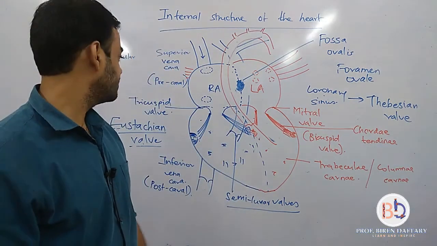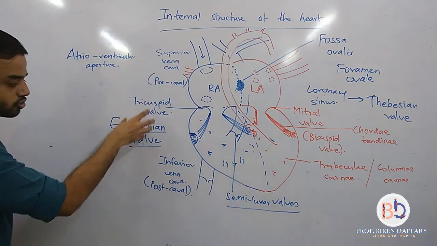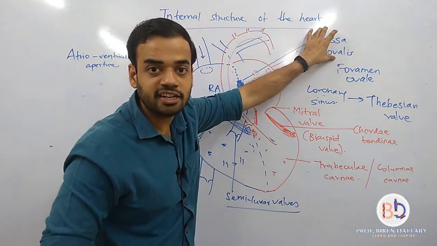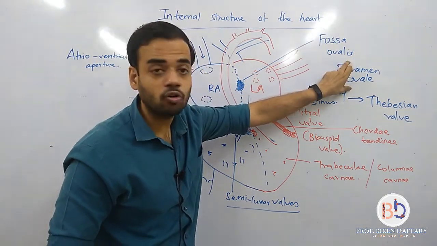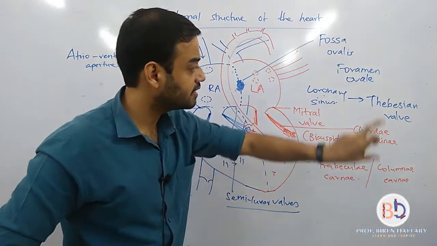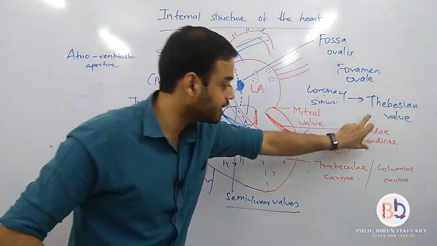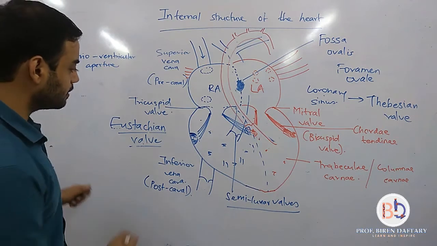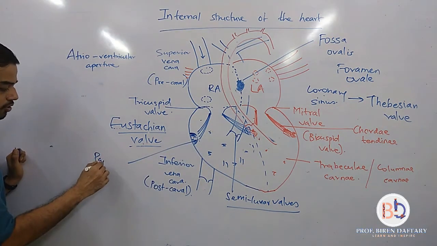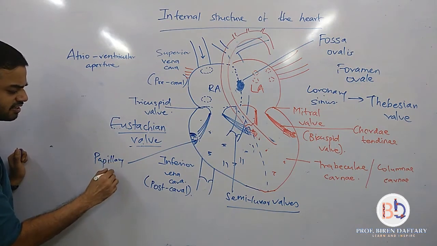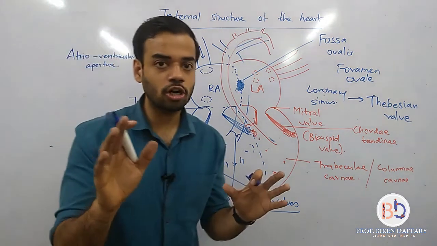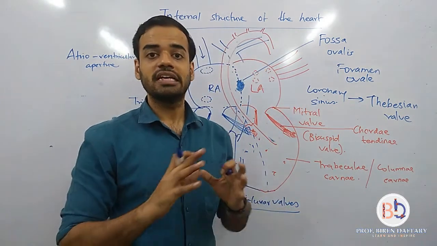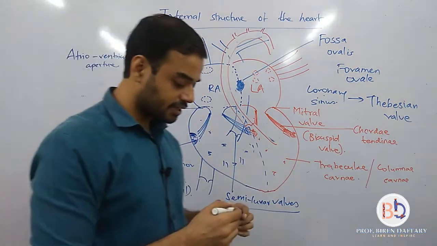Please pay attention to these words. Eustachian valve, okay, then fossa ovalis, which is a remnant of the foramen ovale in fetus, then Thebesian valve, then chordae tendineae, then trabeculae carneae, then papillary muscles. Oh, I haven't labeled papillary muscles. These are your papillary muscles. Is this clear? So your regular muscles of the heart are not called papillary muscles. These muscles are additional specialized muscles just to open the valve. Is this clear? So with that we have completed the internal structure of the heart.